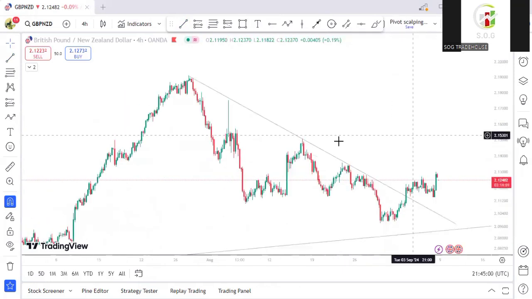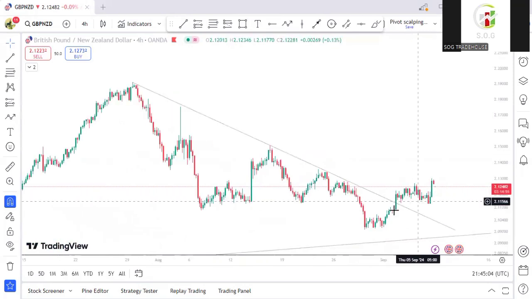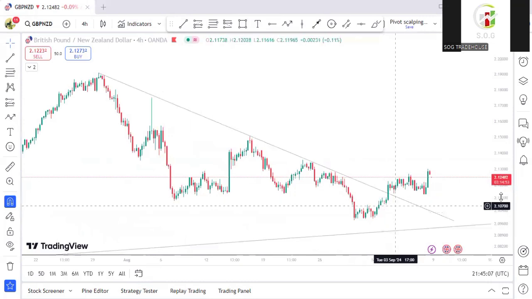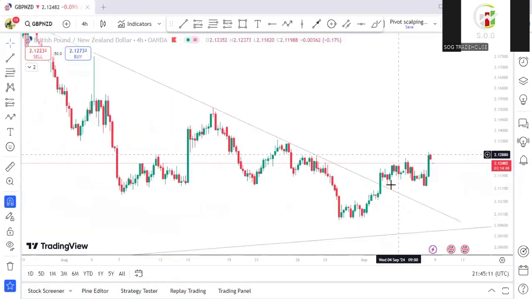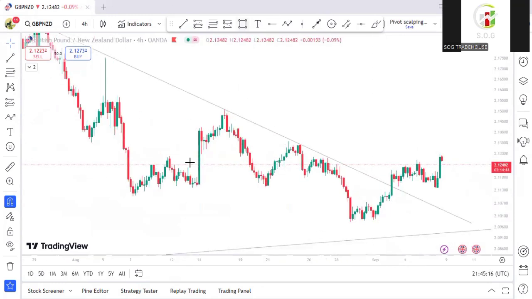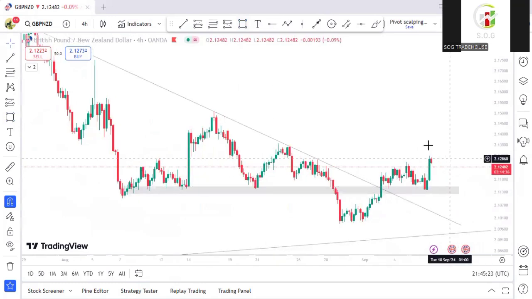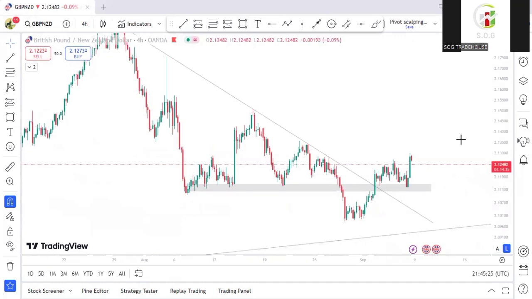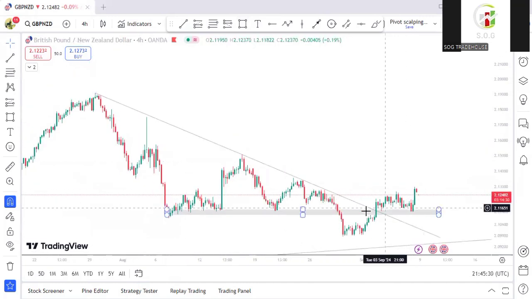So on the 4-hour time frame, you can see the market was trending down, and at this point we got a breakout, and we can also draw a support level over here. Yeah, so let's make it clearer. As you can see, GBP NZD has broken this trend line and retested this support level.